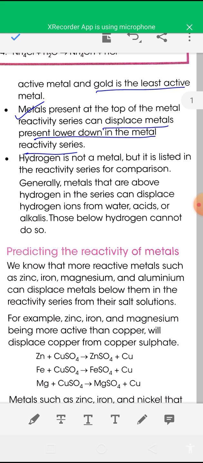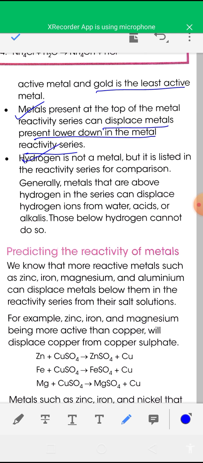A metal that is present at the top of the metal reactivity series can displace metals present lower down in the series. And hydrogen is not a metal, but it is listed in this reactivity series for comparison. Generally, the metals that are above hydrogen in the series can displace hydrogen ion from water, acid and alkali. Okay, and the metals below hydrogen cannot do so.